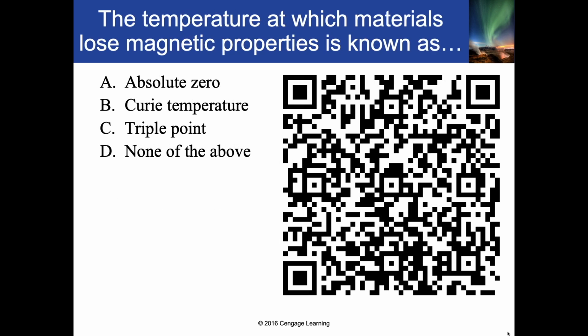So the last question for today is this question here. The temperature at which materials lose their magnetic properties is known as absolute zero, which we actually talked about before, but it's not this. Oh, dang it, I just gave you an answer. The Curie temperature, the triple point, or none of the above?